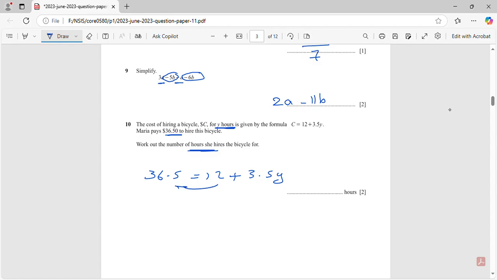Send the 12 to the other side, will be 36.5 minus 12. After that, divided by 3.5. Because this is multiply, I will send to the other side by divide. Right? Do your calculator. Do your calculation. You will figure out that the final answer will equal 7. Okay?